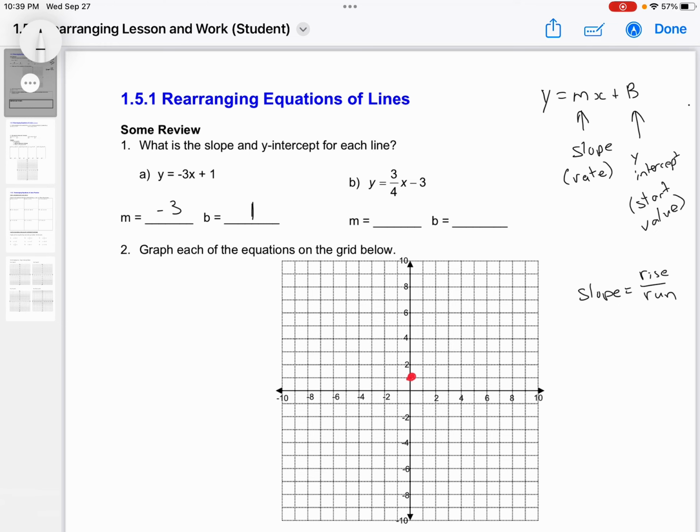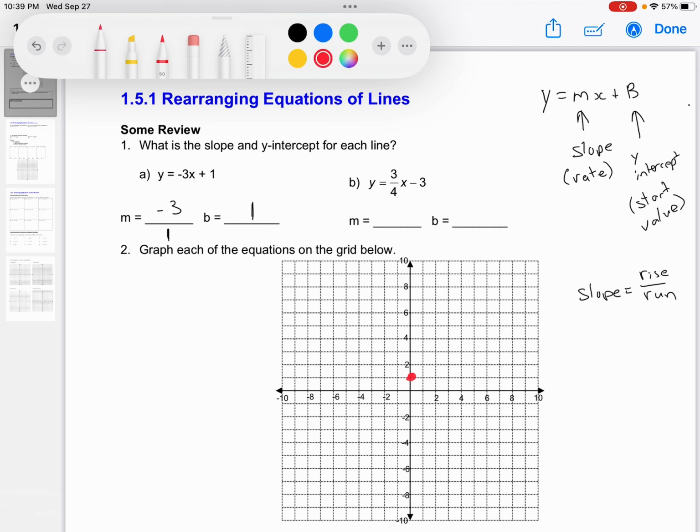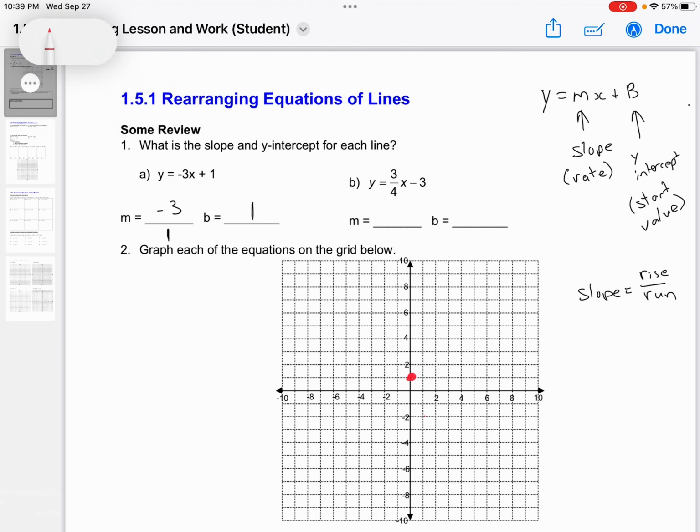1 is the answer there, I hope. Again, I'm imagining here, I'm sitting here at home imagining you're shouting out the answers. So the rise here is negative 3. I want to switch back to red here. Rise is negative 3, run is 1. So I'm rising negative 3, 1, 2, 3, run 1. There's another point. Rise negative 3, run 1.